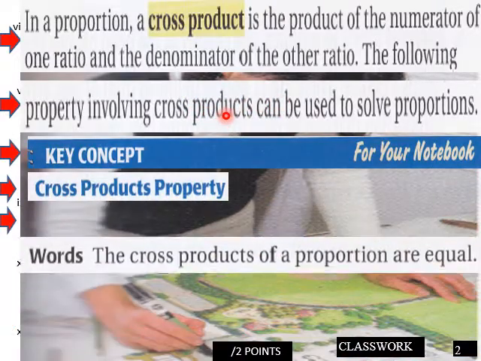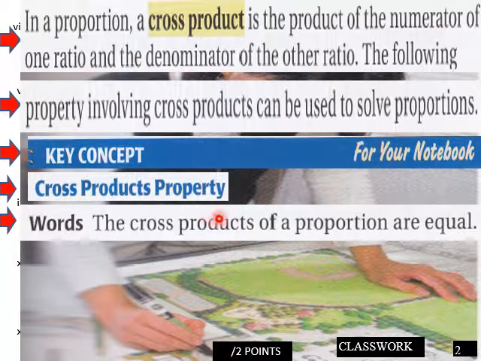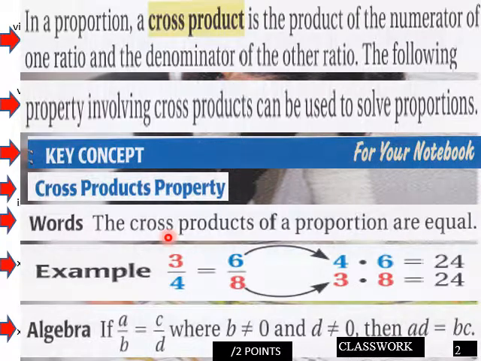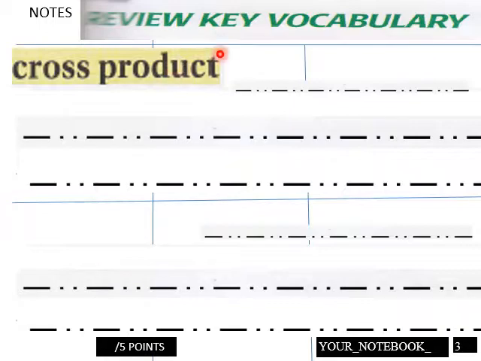So here we have the cross products property. The cross products of a proportion are equal. For example, 3 times 8 equals 4 times 6, so they're both equal to each other. That's how that works. In algebra, a over b equals c over d, where b is not 0 and d is not 0, so ad equals bc. Students, in your own words, define cross product now.